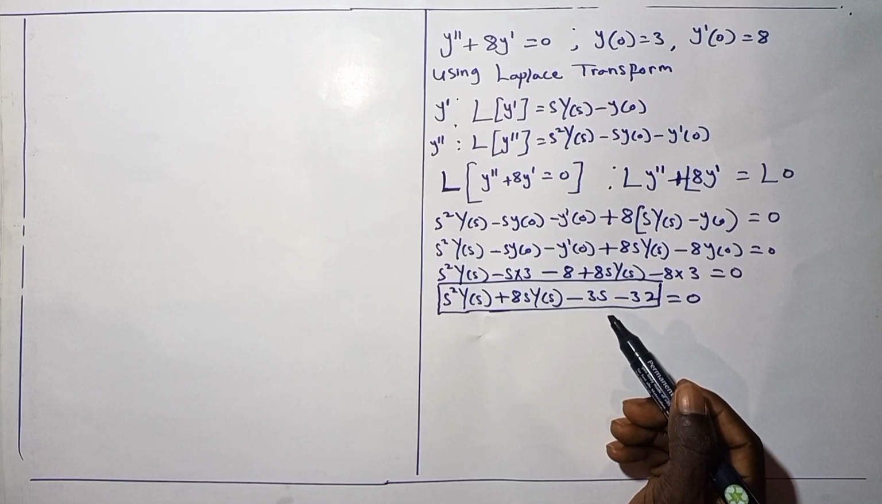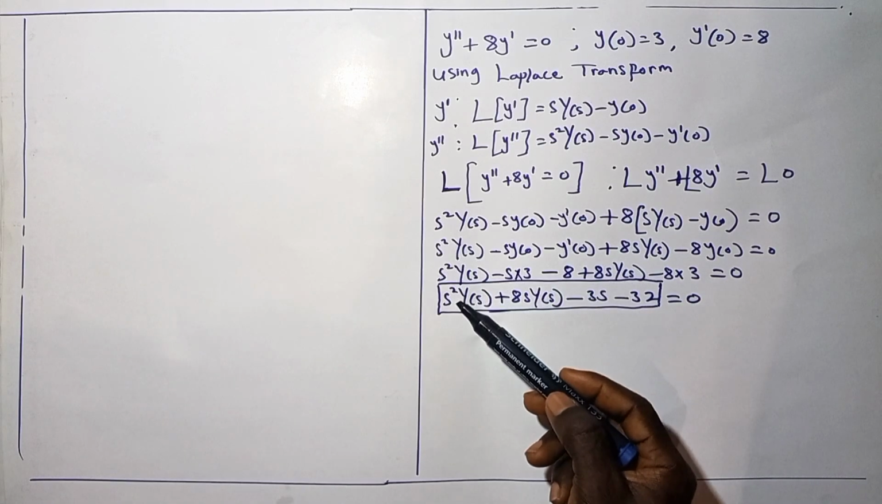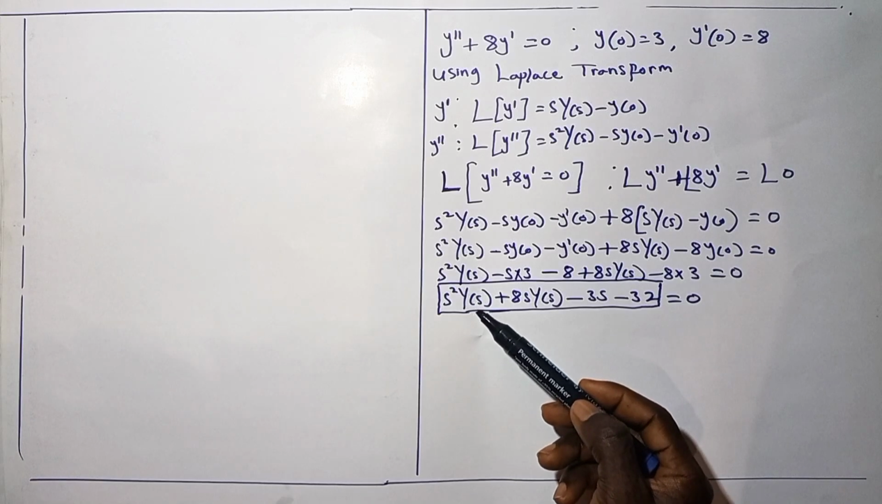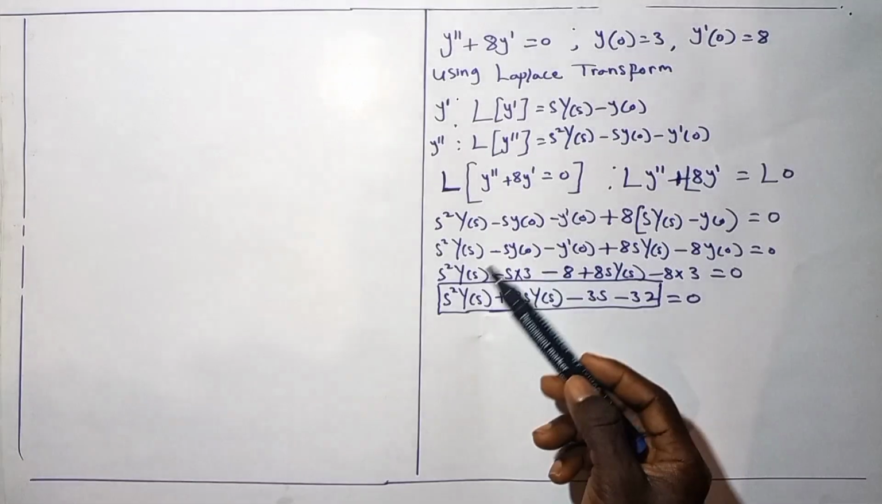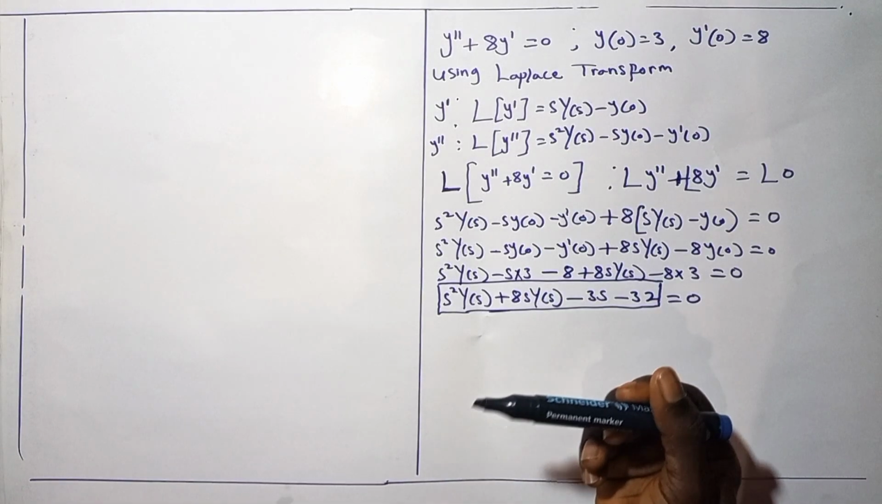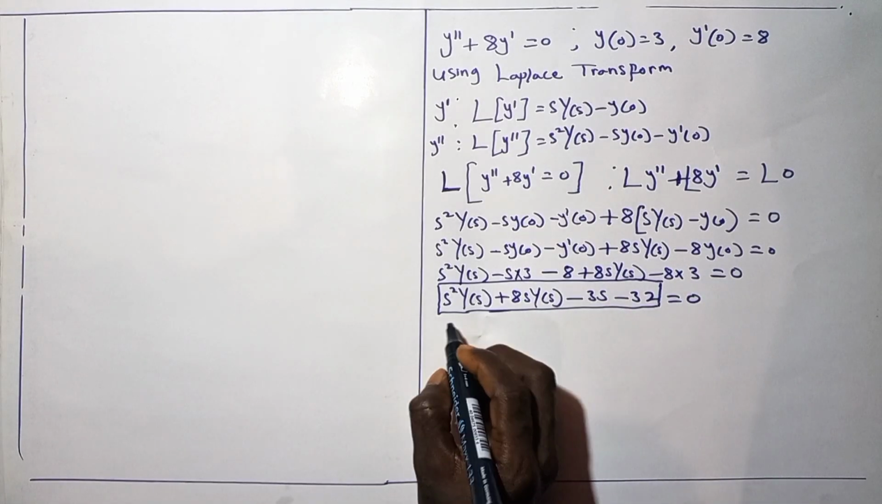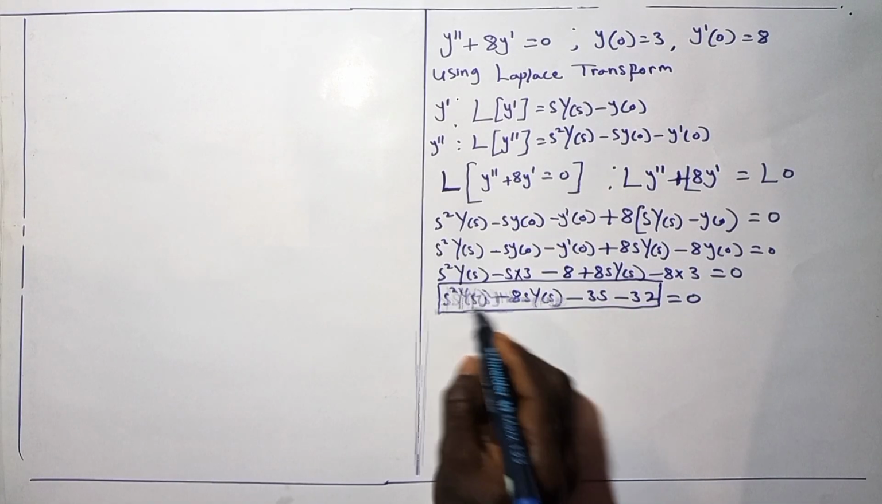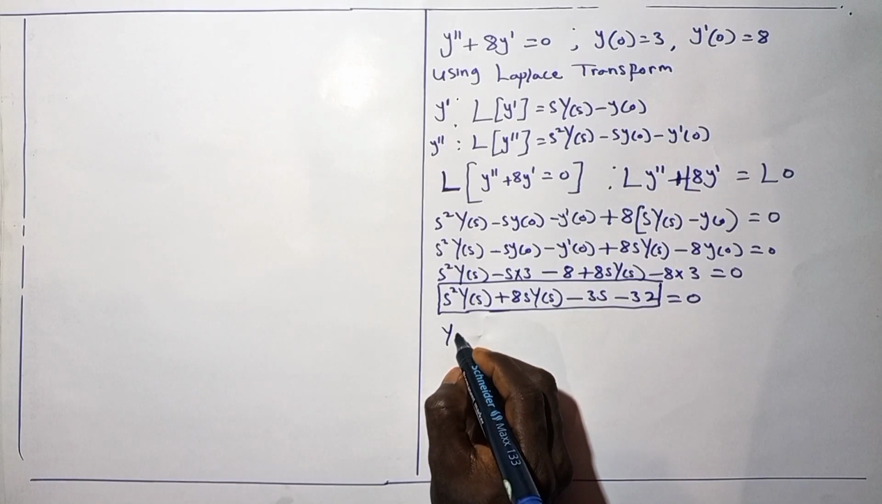So now what we just need to do is isolate it so that we'll be able to get Y of s, which is in our Laplace domain. Then we will apply the inverse Laplace to return it back to the original function. So now let's do that. For these terms, Y of s is common, so let's bring Y of s outside.